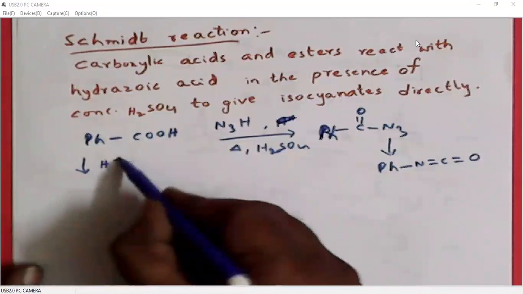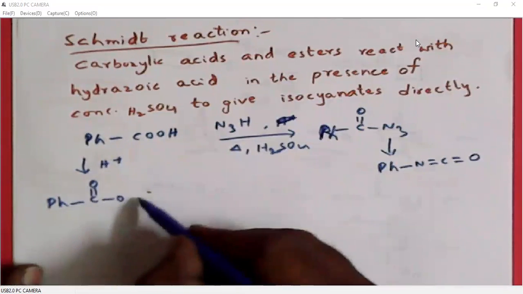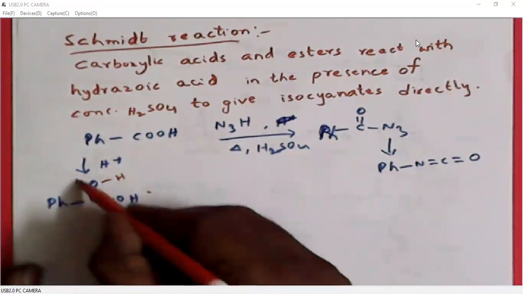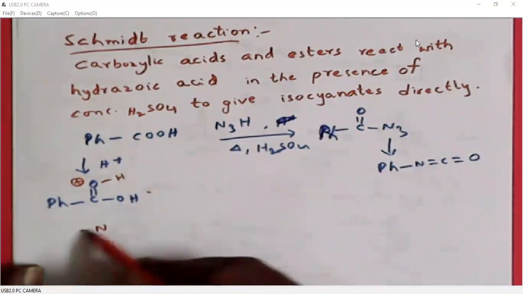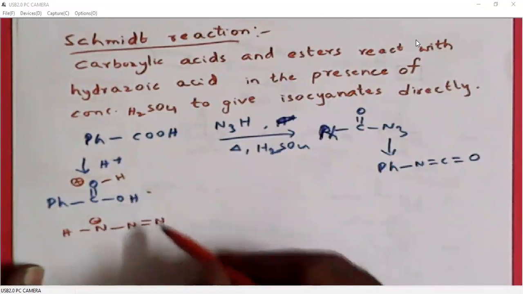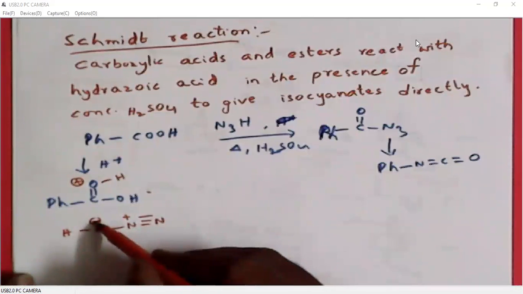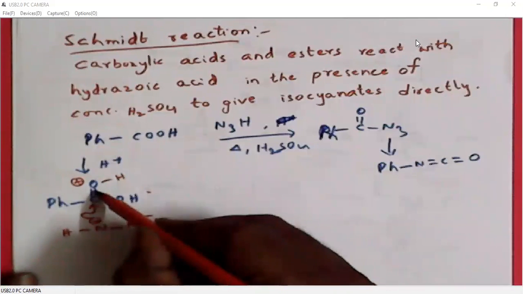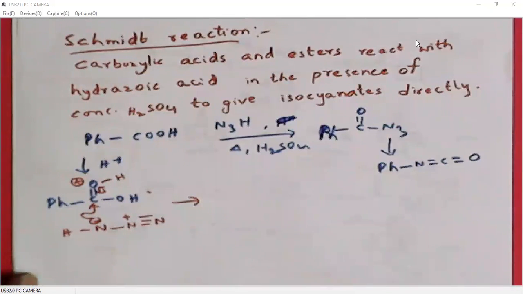Under acidic conditions, of course, protonation takes place in the first step. So protonation on carbonyl is the first step. Then hydrazoic acid. How do we represent this hydrazoic acid? This is how we can represent hydrazoic acid. This negatively charged nitrogen will attack the carbonyl carbon because it is electropositive. Then this C double bond O will polarize towards carbonyl oxygen.